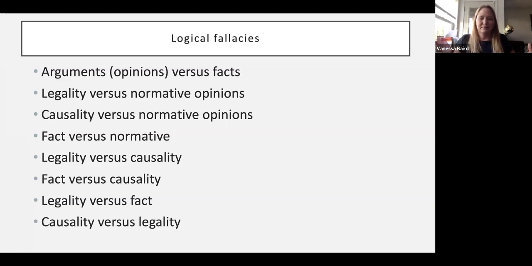And so the fact is what is written down. Is it a fact that Trump said what he said or that Biden said what he said? Yes. But what is the meaning behind those words is a separate question. So that's the difference between legality and a fact.